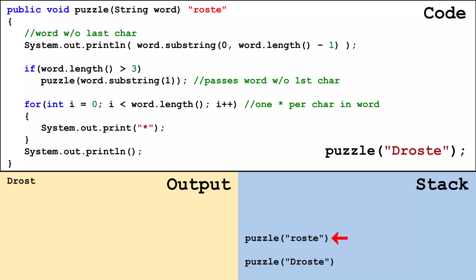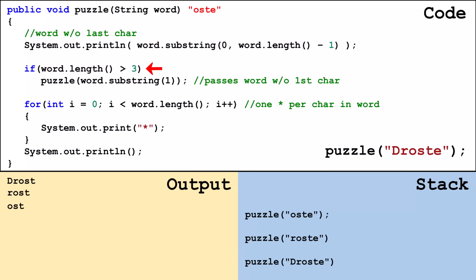A frame is placed on the stack, and for this frame, word is set to ROSTE. ROST is output to the console. Word length is greater than 3, so puzzle is called and passed OSTE. A frame is placed on the stack, and for this frame, word is set to OSTE. OST is output to the console.